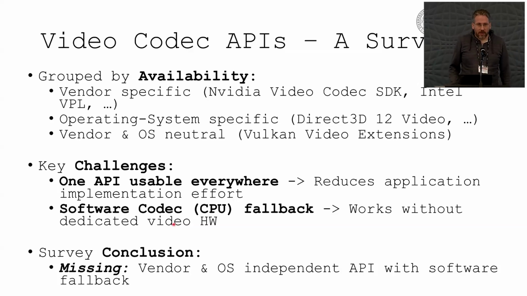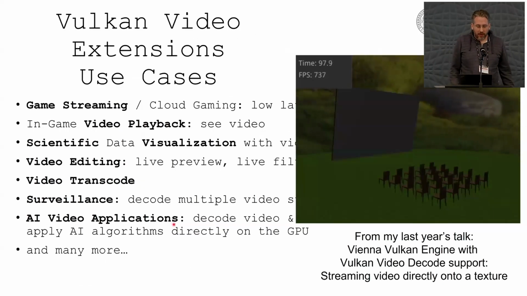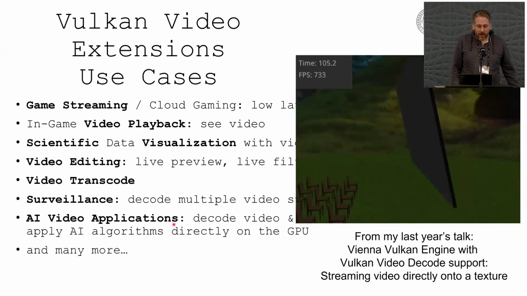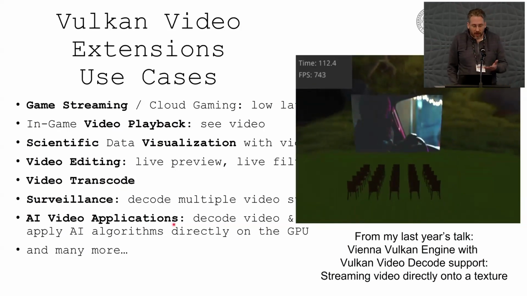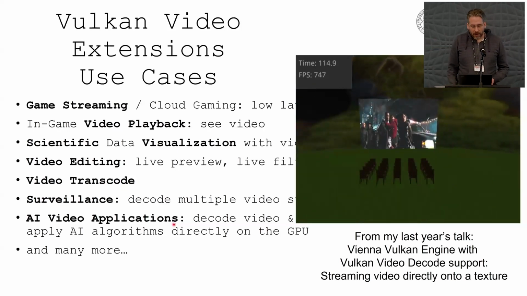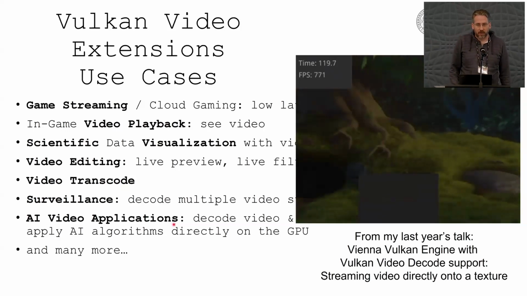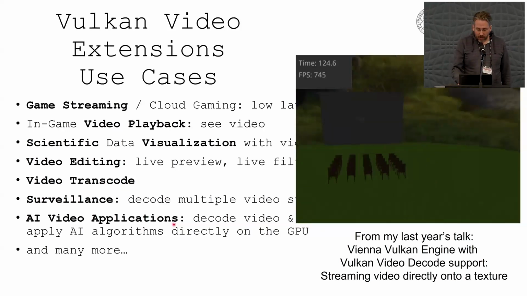The other reason why you would use Vulkan Video is the tight integration with the graphics API. You have synchronization, which works for both. So you can have zero copy, low latency possibilities for game streaming, video textures, as you can see here in the Vienna Vulkan engine with the video texture support, and many other possibilities.